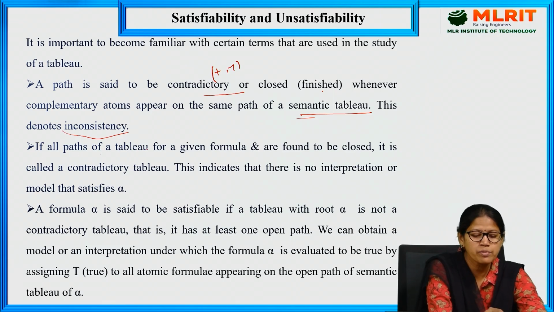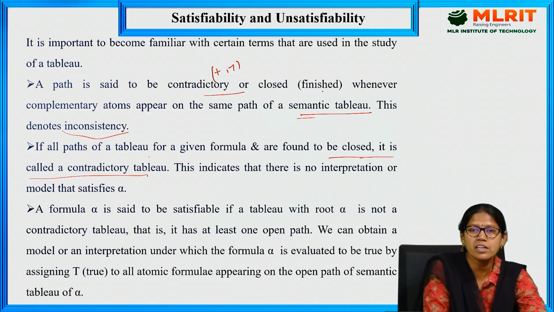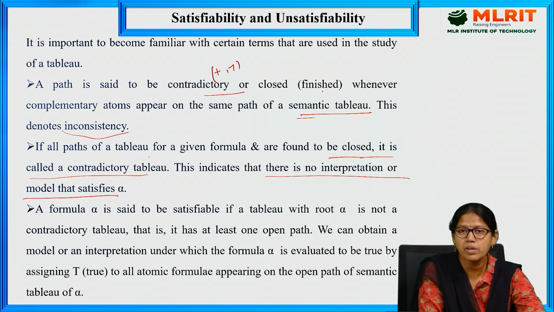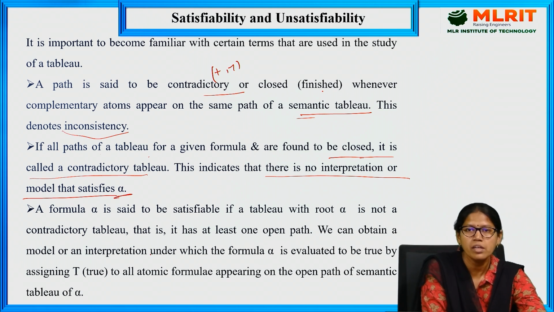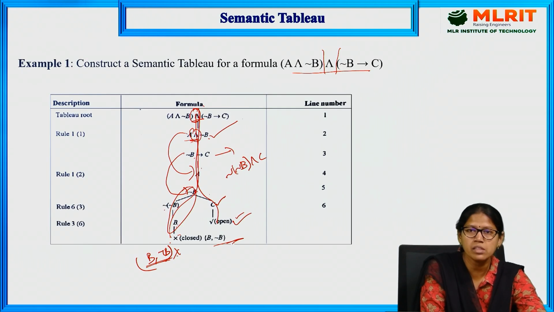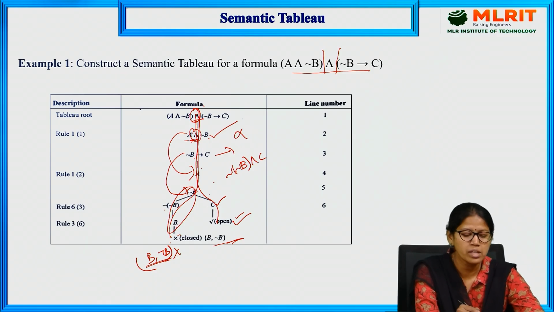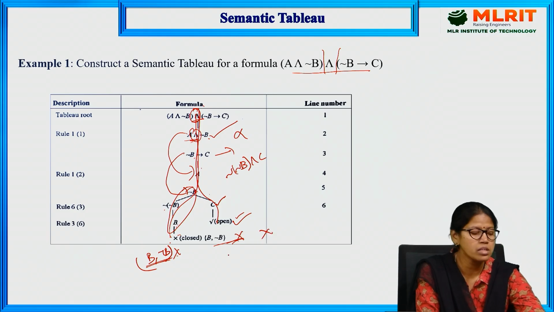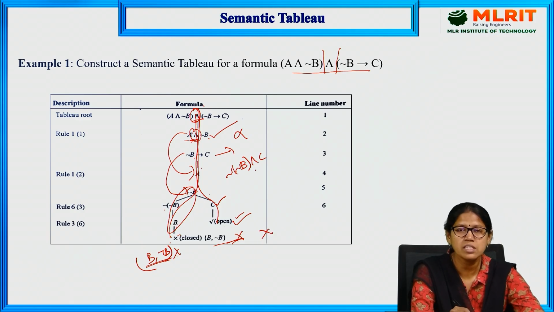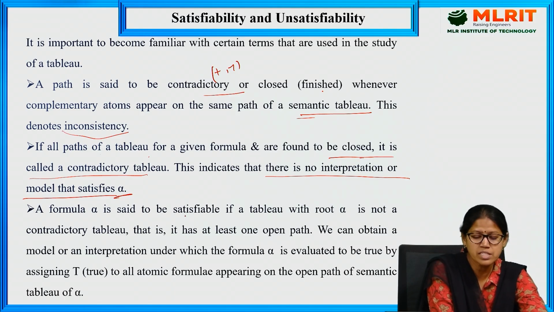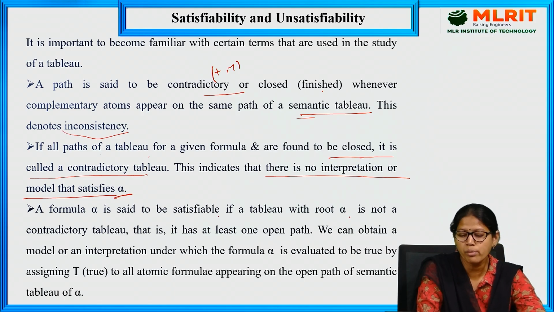If all paths of a tableau for a given formula are found to be closed, then it is called a contradictory tableau. This indicates that there is no interpretation model that satisfies alpha. If even one of the paths is open, then a model will satisfy that alpha. But if all the paths are closed, then there is no model that satisfies alpha. A formula alpha is said to be satisfiable if a tableau with the root alpha is not a contradictory tableau, that is, it has at least one open path.